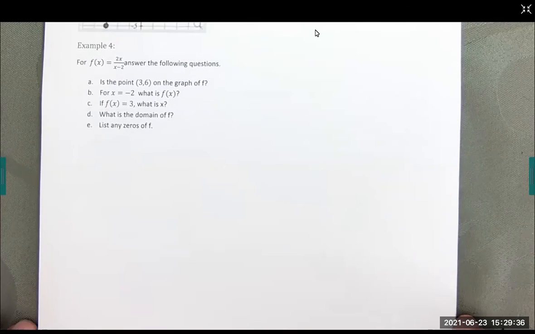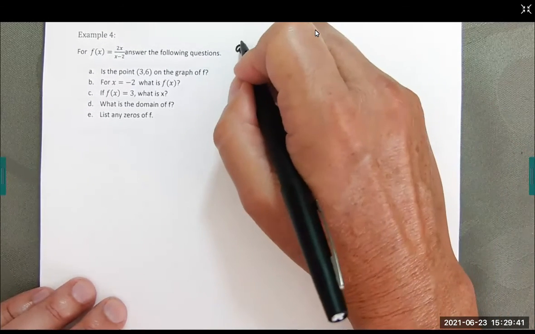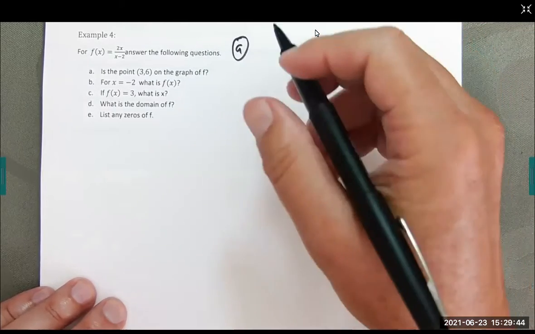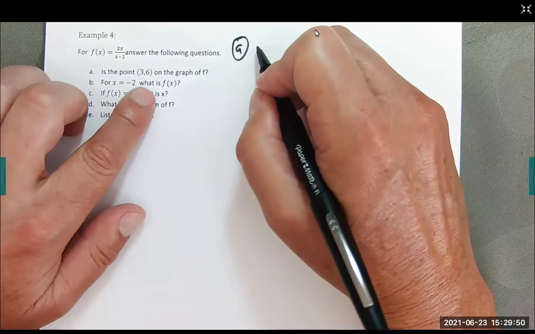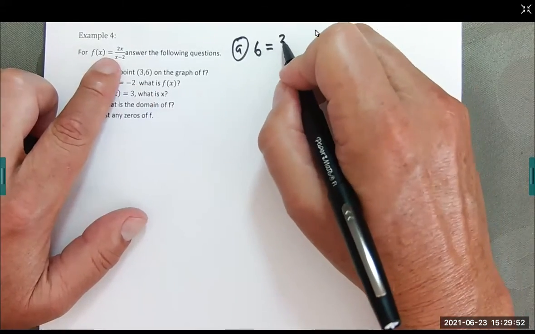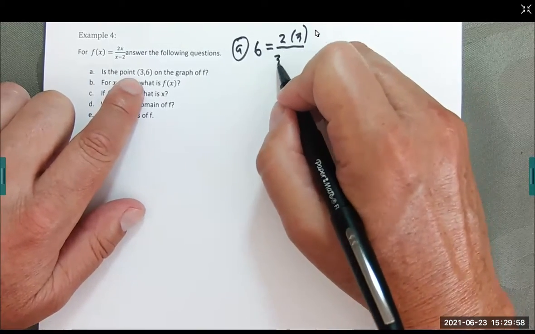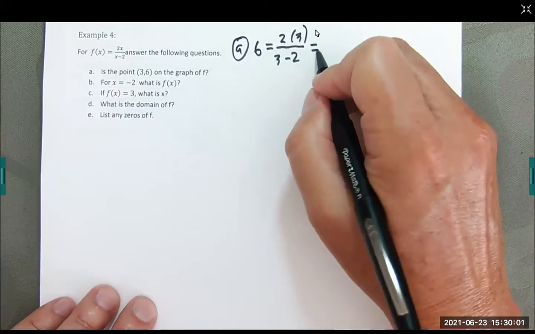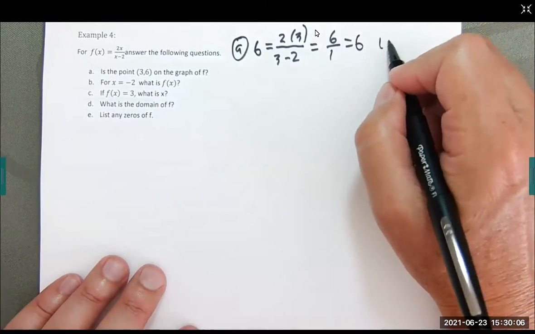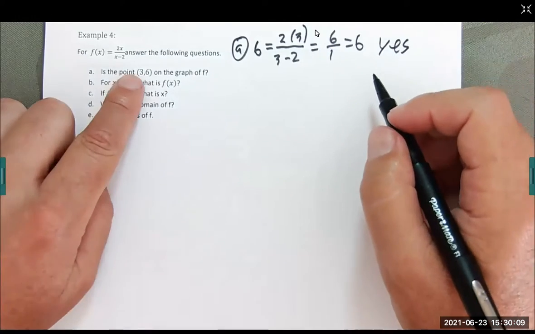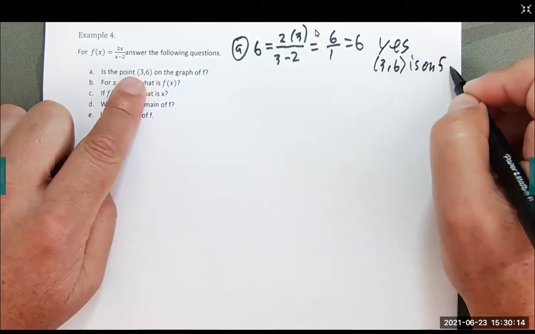All right, for example 4, we don't have a graph, but we're going to answer these questions anyway. Let's start with part A. The point 3, 6, is it on the graph of f? Let's see. So y is 6. 2 times 3 over, and x is 3, 3 minus 2. This gives me 6 over 1 equals 6. Indeed it is. So yes, the point 3, 6 is on f.